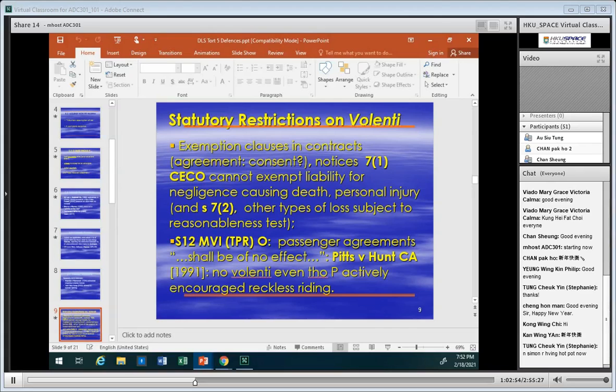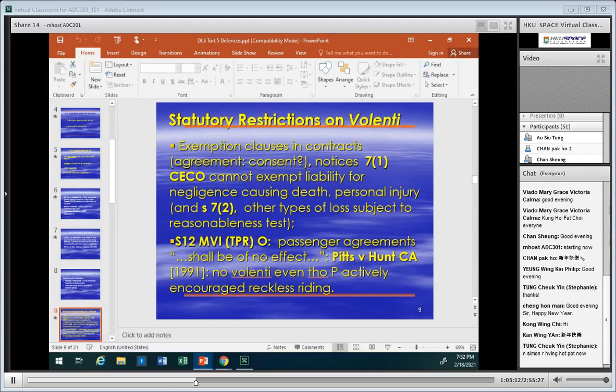Okay, and the courts are saying, hang on, you cannot exempt liability for negligence causing death or personal injury. That's section 7.1 of the CECO. You can exempt liability against other types of loss, but only if it is reasonable.